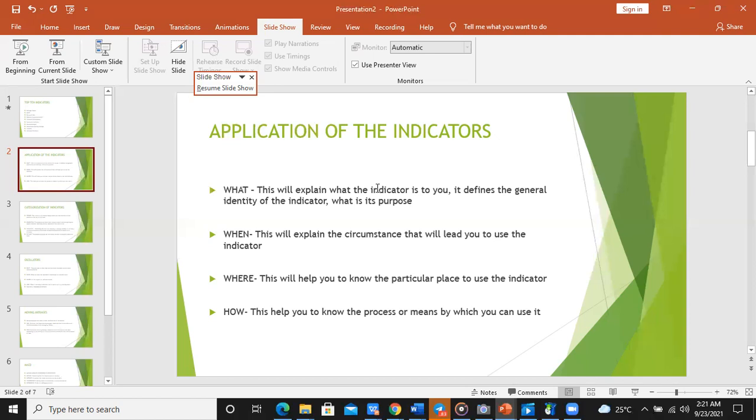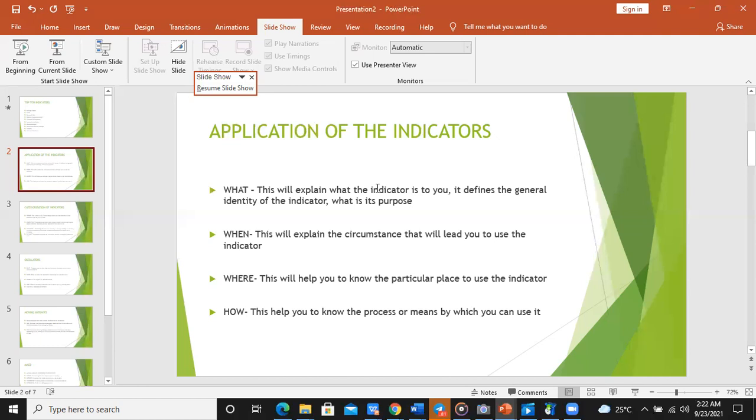Are you getting it? Now, the third one is where. Where are you supposed to use the indicator? This will help you to know the particular place to use the indicator. The indicator that you have activated on the broker, are you sure it is going to help you get a good entry point? Is that where you are supposed to apply it? You need to know that. And how. The how helps you to know the process or means by which you can use it.